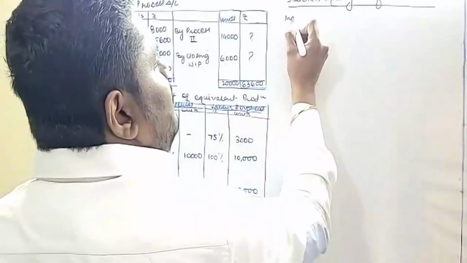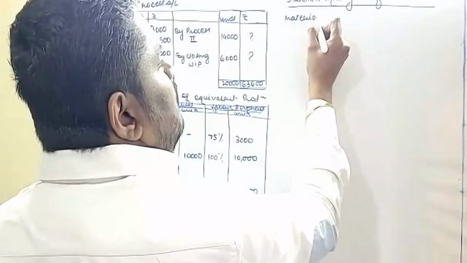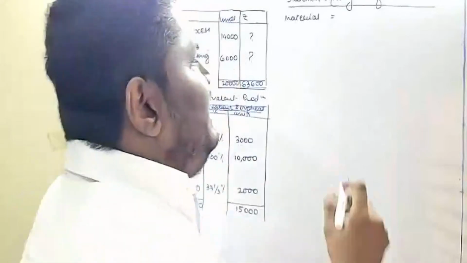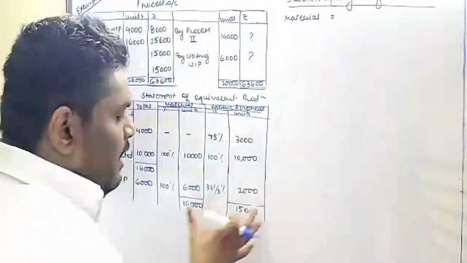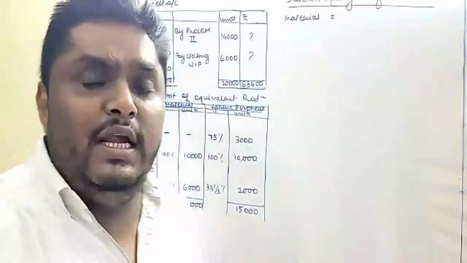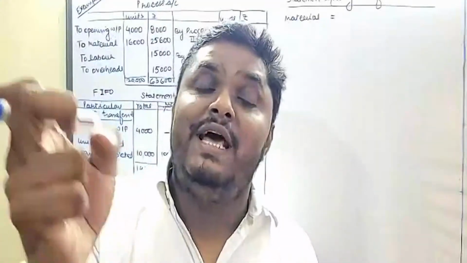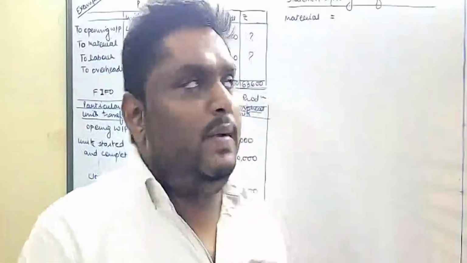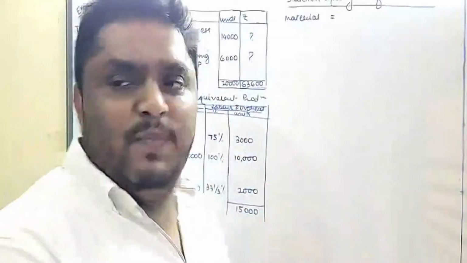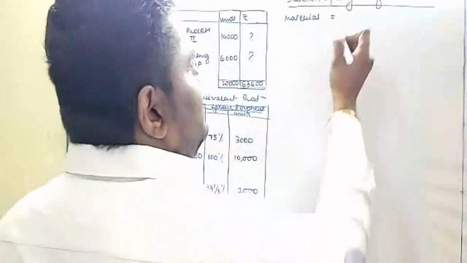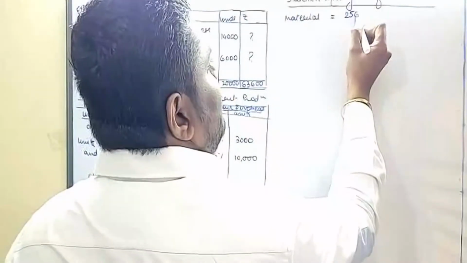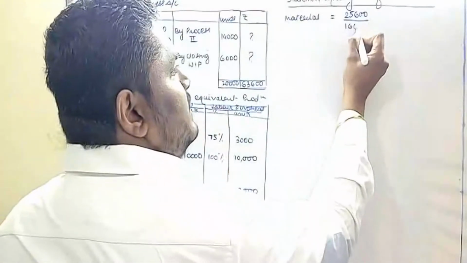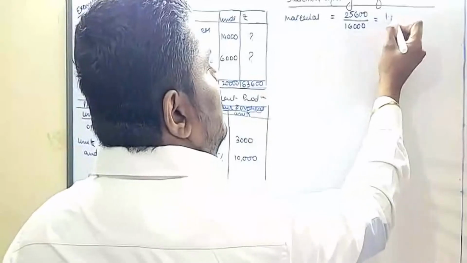So when talking about material cost, the cost that is incurred during the month is 25,600. Now this 16,000 and 15,000 represents the units that are processed during this month. So we will take the cost that is incurred during this month for calculation of cost per unit. So here my material cost incurred is 25,600 divided by equivalent number of units, that is 16,000. So this will be 1.6.